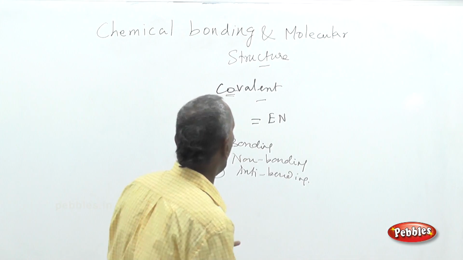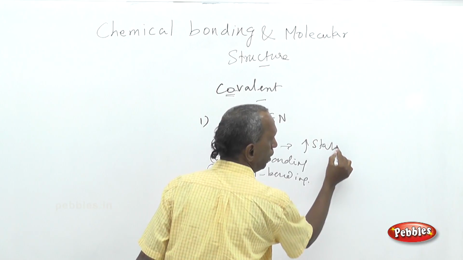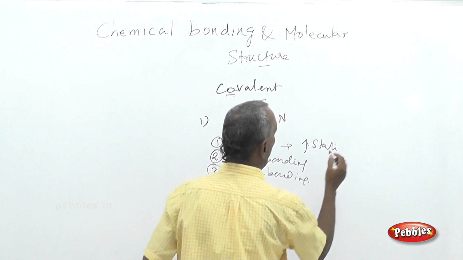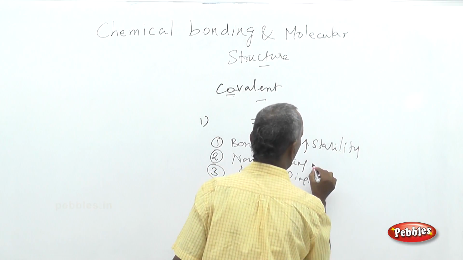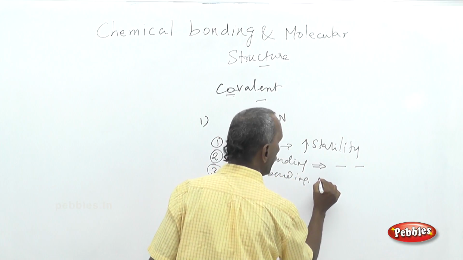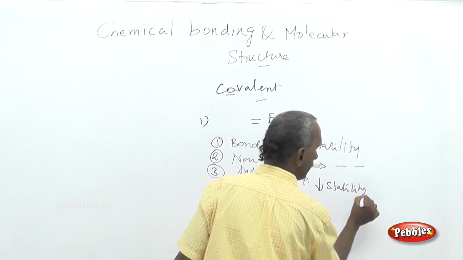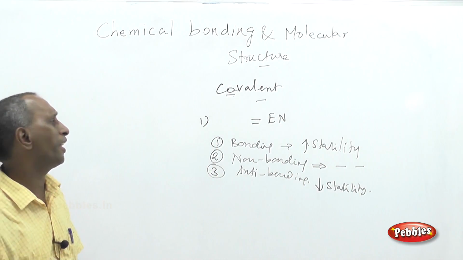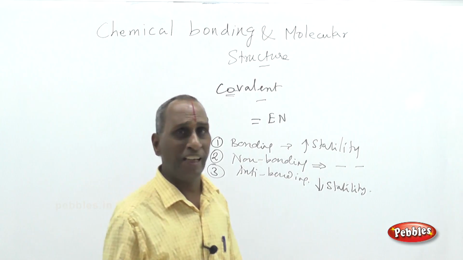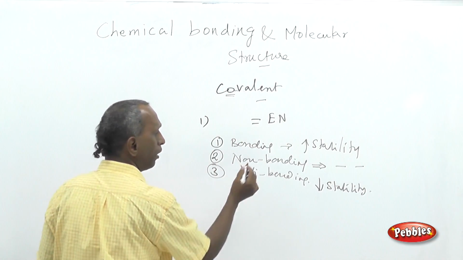Bonding electrons are such electrons that tend to increase the stability of the molecule. Whereas non-bonding electrons will neither increase nor decrease the stability. Anti-bonding electrons will decrease the stability of the molecule. So the stability of the molecule is either increased, decreased, or not disturbed by the electrons. That is what is meant by non-bonding electrons.